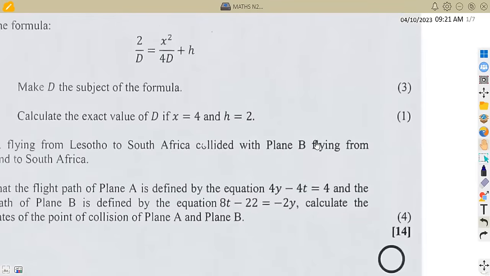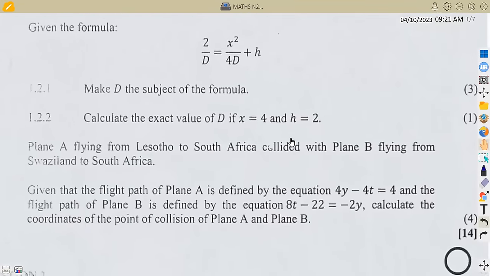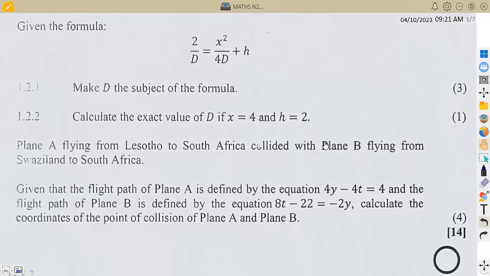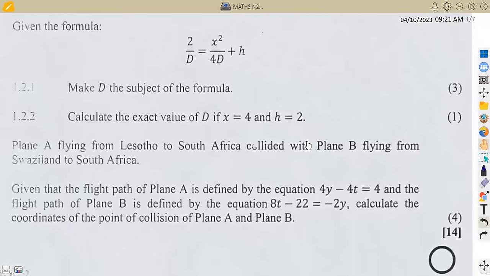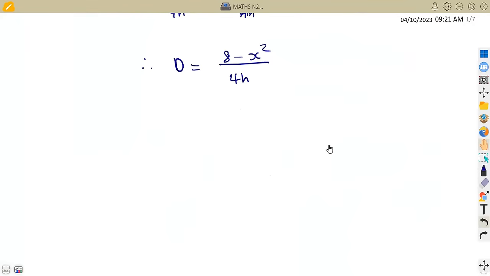So that was question 1.2.1. It was a direct question. On 1.2.2, we are now asked to calculate the exact value of d if x is equal to 4 and h is equal to 2. Here it is just a matter of substitution. Already we have made d the subject. So our d is going to be equal to, in place of x, we substitute our x. Remember that we are given that x is 4, while h is equal to 2.